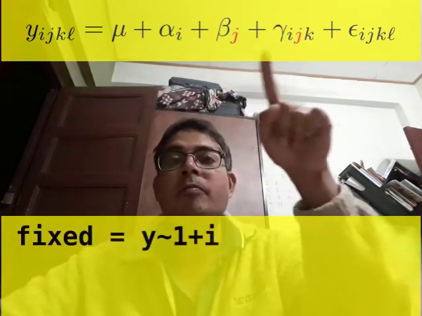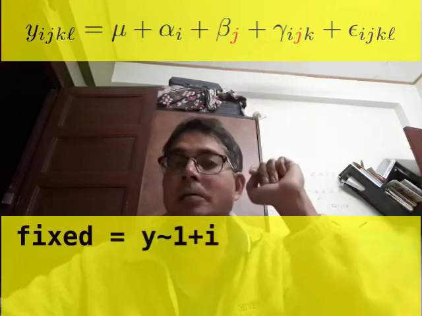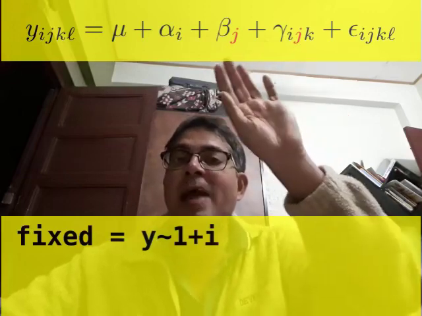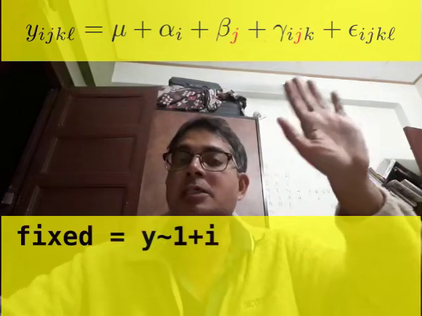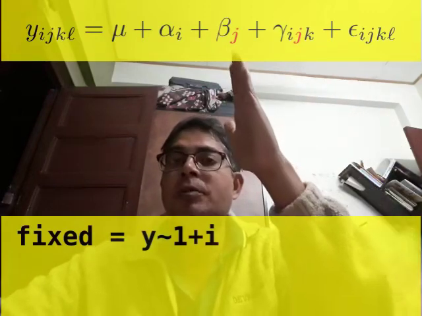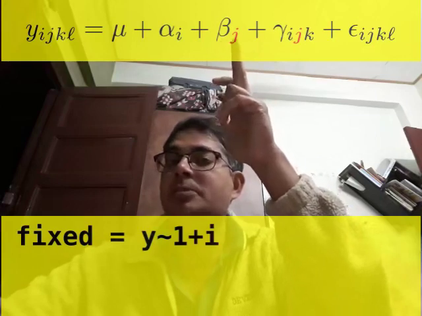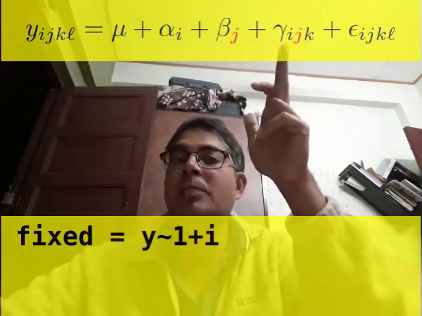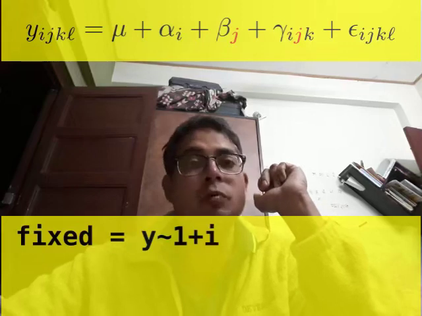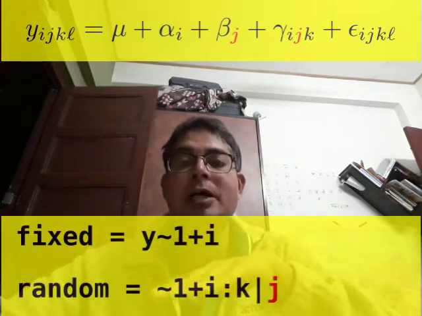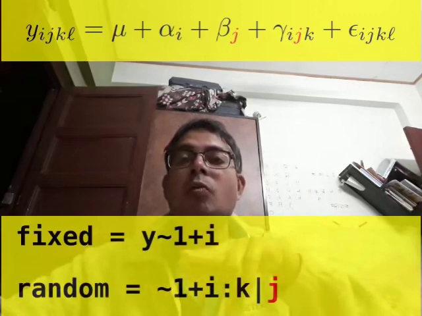Now, for the random part, j is the reason why you are doing this. So you factor j out. See whatever remains. So if you take j out of this, only the symbol beta will remain without any subscript. If you remove it here, gamma_ik will remain. So what you do is this. You write random equal to, put a tilde, nothing before tilde, 1.